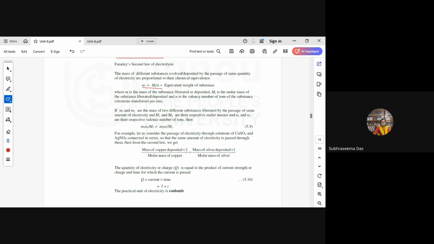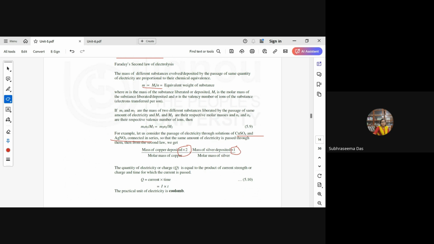For example, let us consider the passage of electricity through solutions of copper sulfate and AgNO3 connected in series, so that the same amount of electricity passes through both. From the second law, the mass of copper deposited over the molar mass of copper is equal to the mass of silver deposited over the molar mass of silver. In the case of copper, 2 is multiplied owing to the valency of Cu, and the mass of silver is multiplied by 1. This is the valence number of the ions.